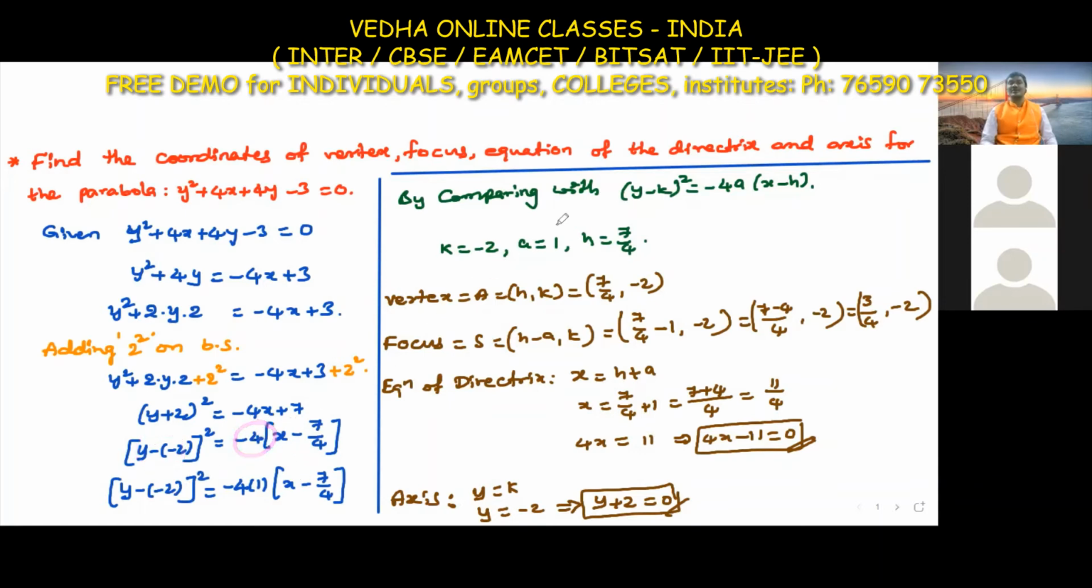The reason is we are comparing with y minus k whole square equals minus 4a into x minus h. Check the table and properties; this is the sixth equation, right? Y minus k whole square is equal to minus 4a into x minus h. That's why we write in this exact form, y minus of minus 2, so that the comparison will be easy. By comparing we get the k value, a value and h value.